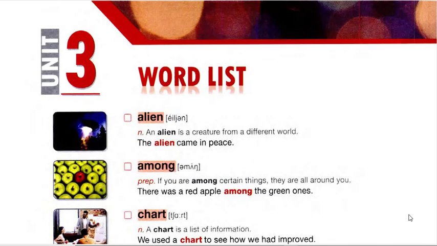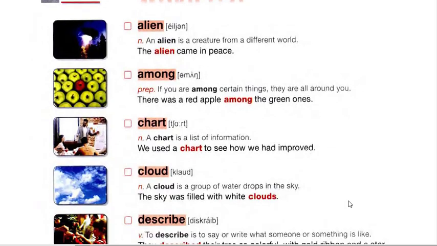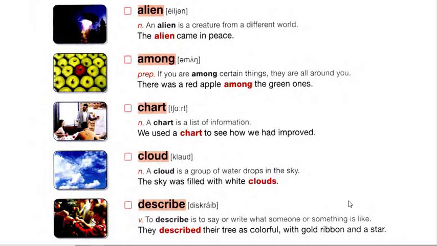The next word is among. Among means در میان. This is a preposition، یک حرف اضافه است. If you are among certain things، اگر در میان چیزهای مشخصی باشی، they are all around you، آنها همه دور شما هستند. There was a red apple among the green ones، یک سیب سرخ در وسط سیب‌های سبز بود.